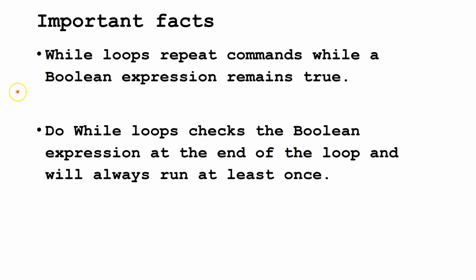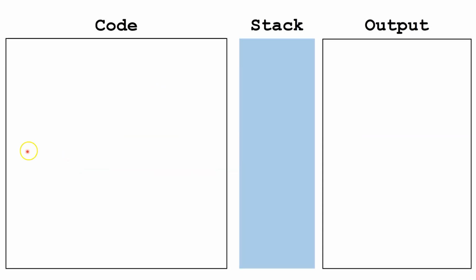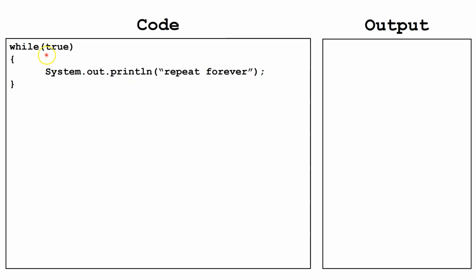In this Java tutorial, we will learn about while loops and the similar do-while loops. While loops repeat commands while a Boolean expression remains true. Do-while loops check the Boolean expression at the end of the loop and will always run at least once. Let's look at a very simple while loop. This one, while true, will always evaluate to true, so the body of the loop will execute forever.